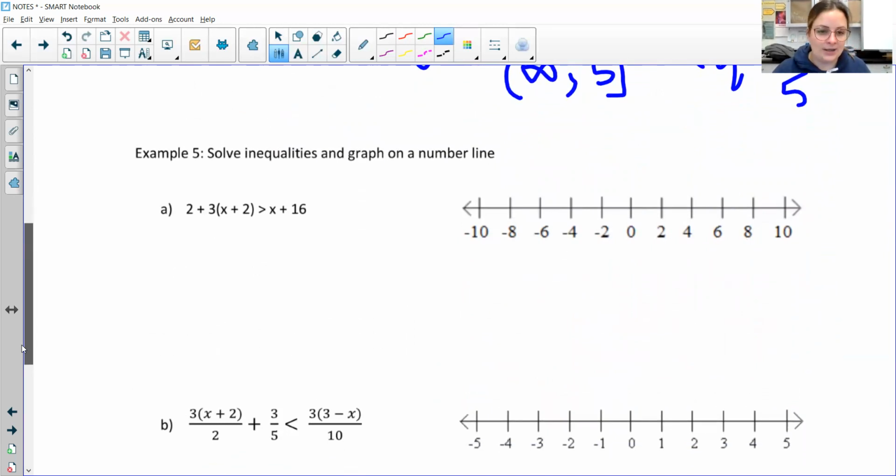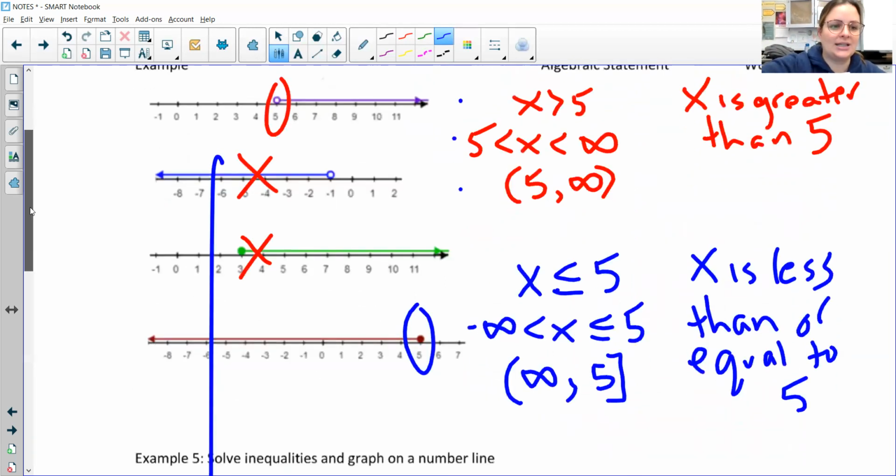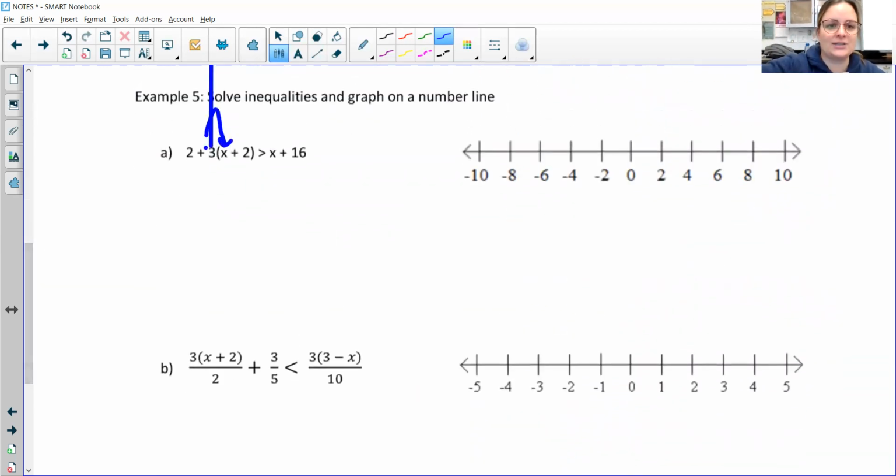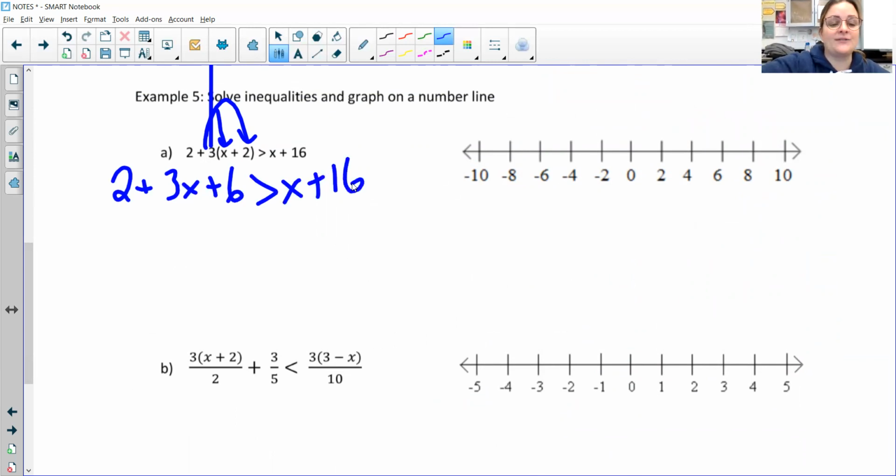All right, for this last one, it says solve the inequality. Actually, no, we'll do both, but I'm just going to give you the solution for the second one. So for the first one, again, you're going to simplify all the sides, just like we did for examples 1 and 2 on the previous page, and then you're just going to put it on a number line. So this is extra practice. We're going to expand those brackets first. So we get 2 plus 3x plus 6 is greater than x plus 16. Then we simplify that left side: 3x plus 8 is greater than x plus 16.